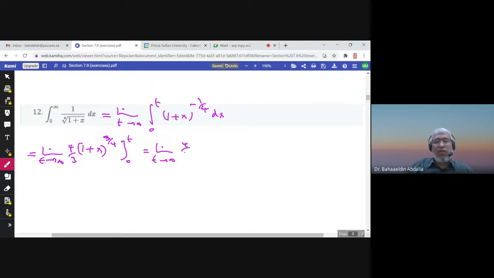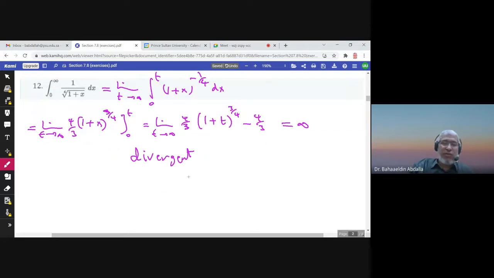So we will have 4 over 3 times 1 plus t to the power 3 over 4 minus, when I replace x by 0, just 4 over 3. Now if I put t as infinity, then 1 plus infinity is infinity, to this power is infinity, times everything. So it will give infinity, and the integral is divergent.